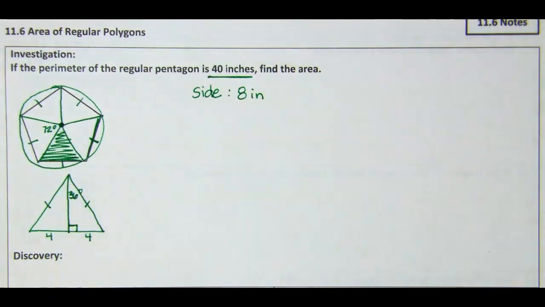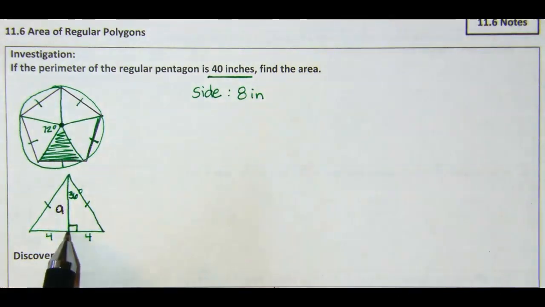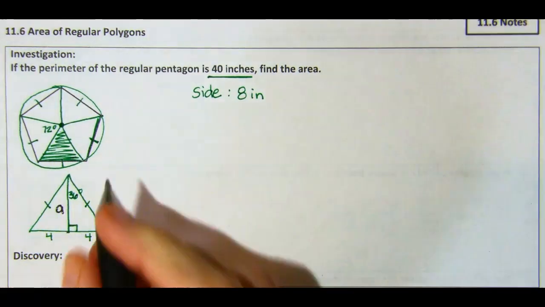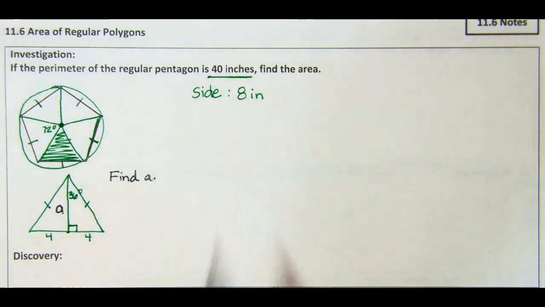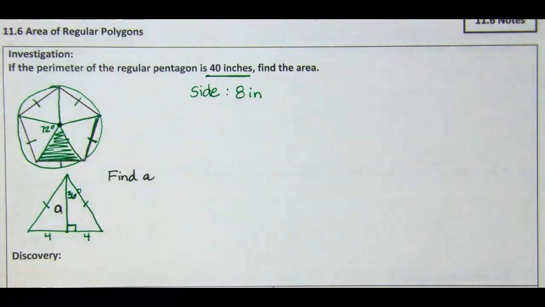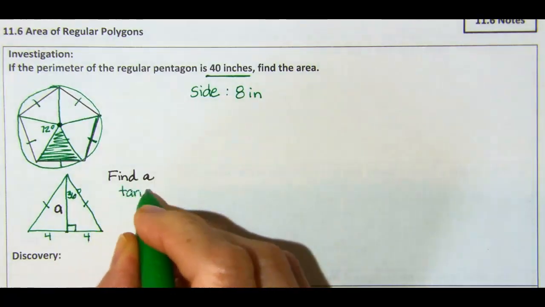So in order to find the area of this triangle, we need to know this height, and I'm going to call it A. So the very first thing we need to do to find the area is find A. So how can we find that A? We do not have enough information, but we have previous knowledge of trig ratios. 36 is nothing special. So in order to find A, I have a right triangle, I have opposite, and I have adjacent. So that is going to lead me to use the tangent ratio.